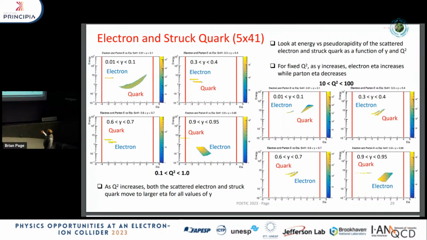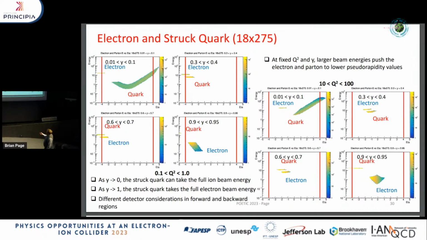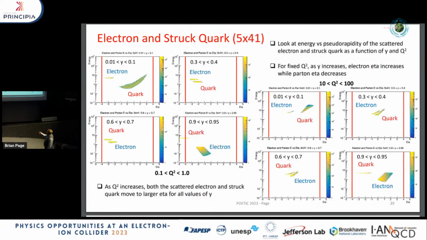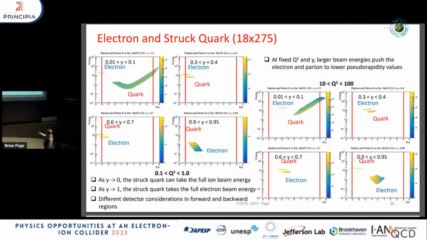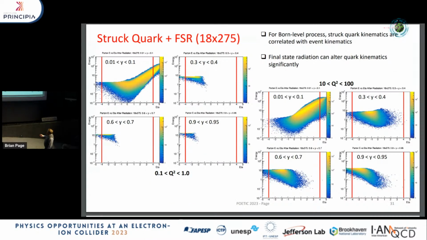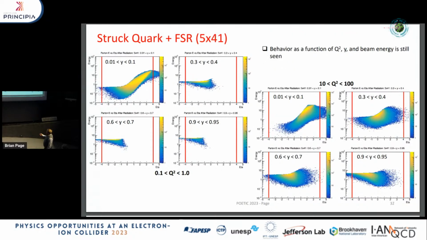And so you see as you go to higher Q², everything kind of shifts to higher pseudo-rapidity. And then if we see how things evolve in energy, you can kind of just go back and forth, and you can see as we go higher in energy, everything kind of again now shifts back to the more negative region. Of course, here I show just the struck quark. Of course, once you add in things like final state radiation, this is going to smear out where this parton sits in your detector somewhat, but the same general features are still seen.